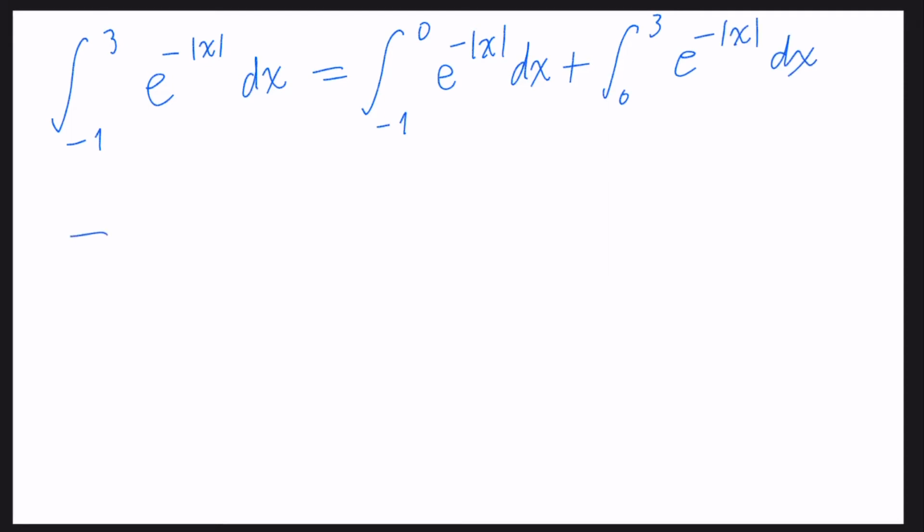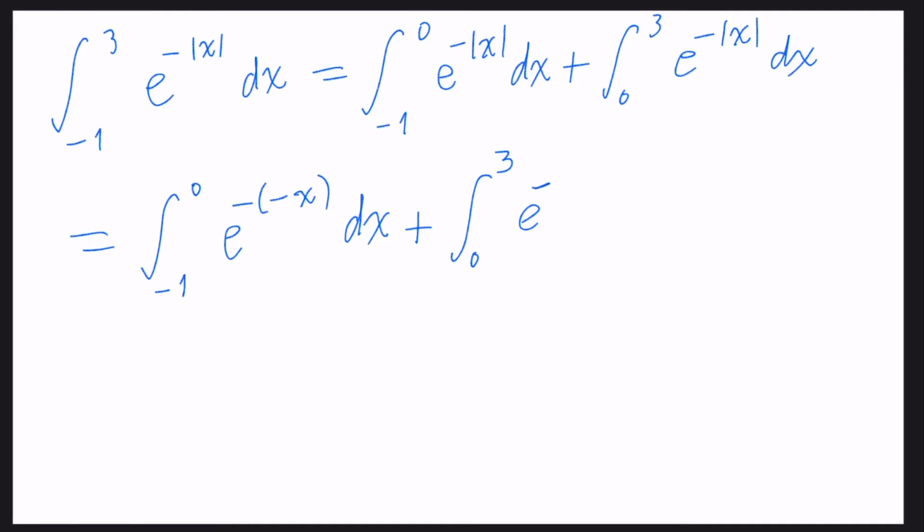And we will recall the properties of absolute value. The absolute value of a negative number x is minus x, so for the first part we have e to the x. And the absolute value of a positive number is x. So far we have minus integral of e to the x dx from minus 1 to 0, plus integral from 0 to 3 of e to the minus x dx.